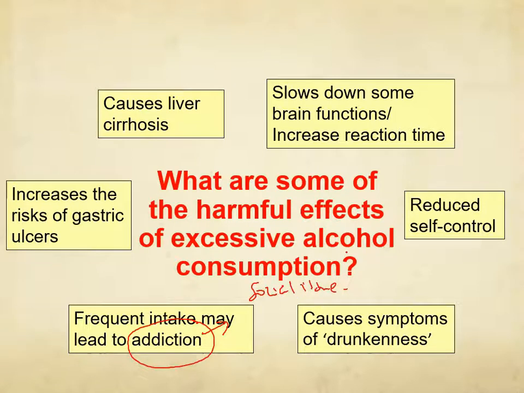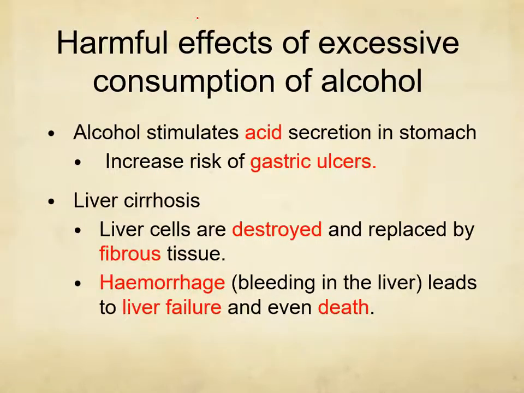Okay? But the more important thing is, since we're studying the function of the liver, we want to know why or how this happens. Okay, basically in liver cirrhosis, your liver cells are destroyed and they are replaced with fibrous tissues. Now, fibrous tissues are basically hardened substances. So what it does is that it damages the cells and it prevents the cells from carrying out their normal function. Excessive alcohol can also lead to hemorrhage.